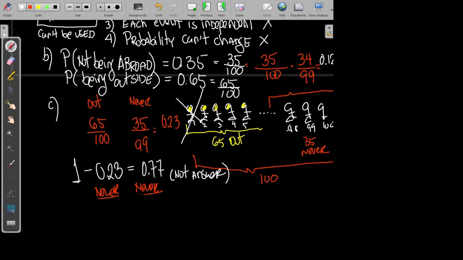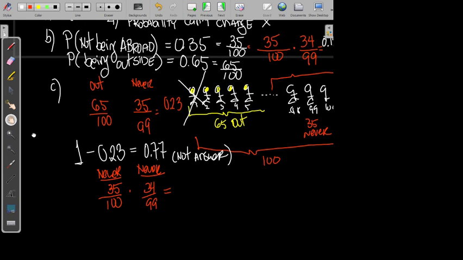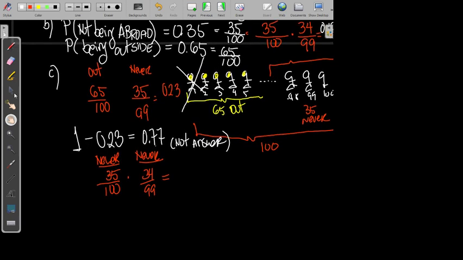But we didn't take it. No, we didn't, because we did 1. Now let's do the other one where never went out. What is the probability that never went out? How many people do I have that never went out? 35 over 100. The second can also not be out: 34 over 99. Please do this multiplication. 0.12.